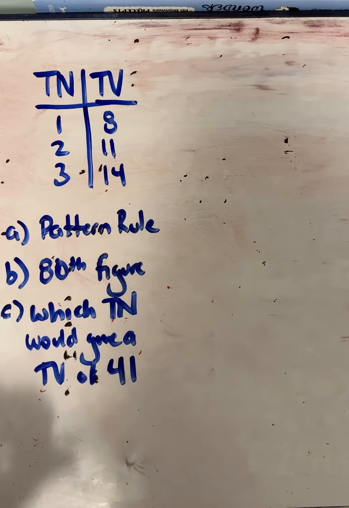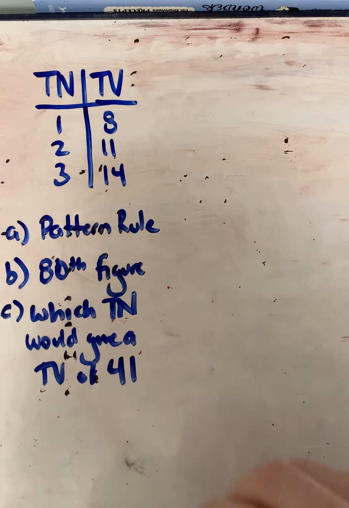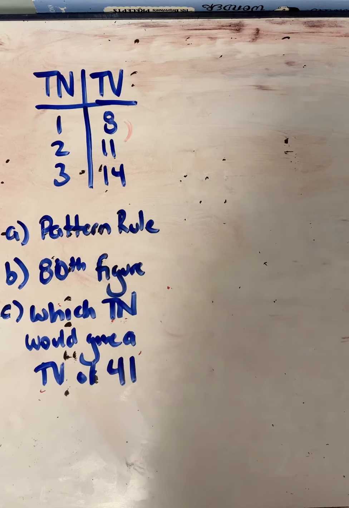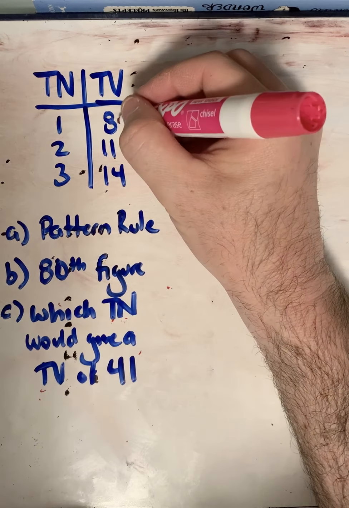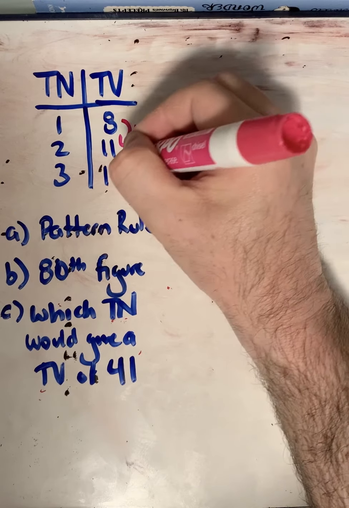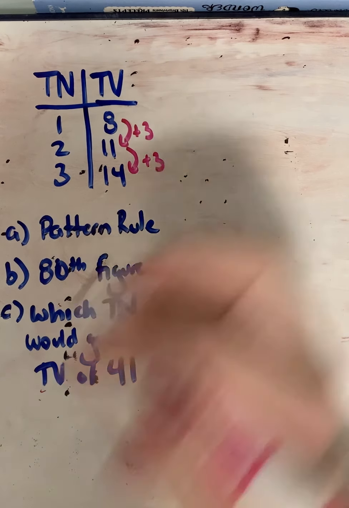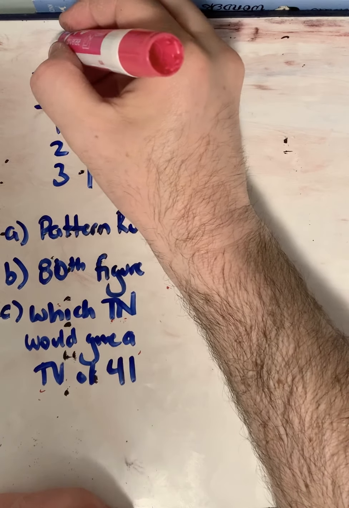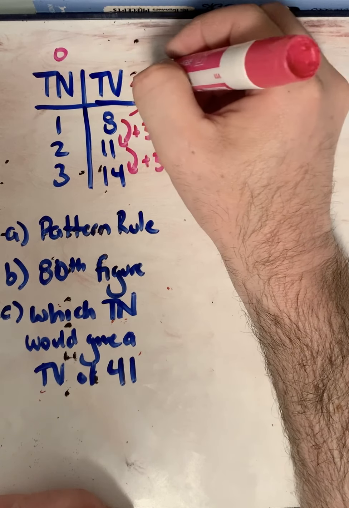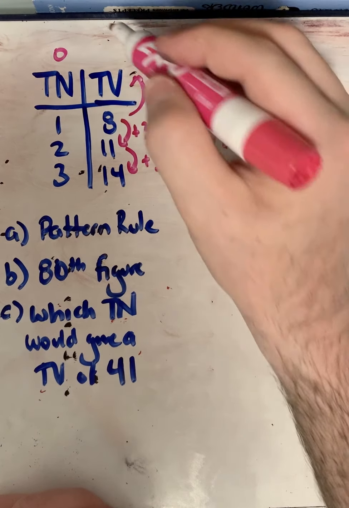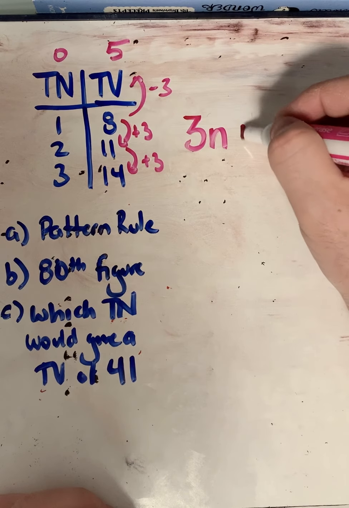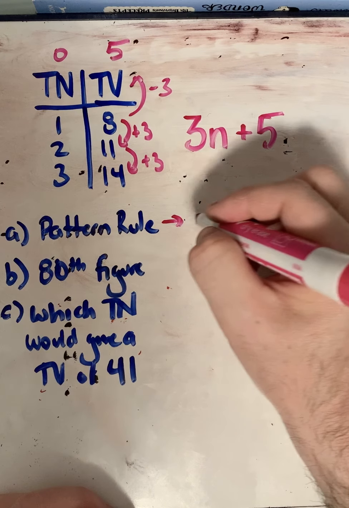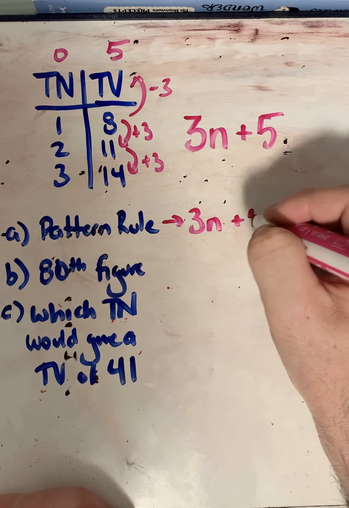So let's figure out the pattern rule first, the easiest part. Let's go through it. We're increasing by 3 and increasing by 3. So it's 3n. For the sake of us doing this, we're gonna find term 0. So I'm gonna subtract by 3 because I'm adding by 3. I'm gonna go backwards by 3. So I know that my constant that I'm gonna add is 5. So my pattern rule is 3n plus 5.